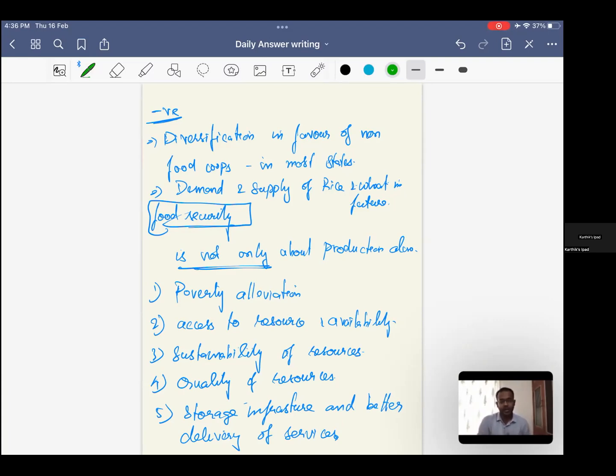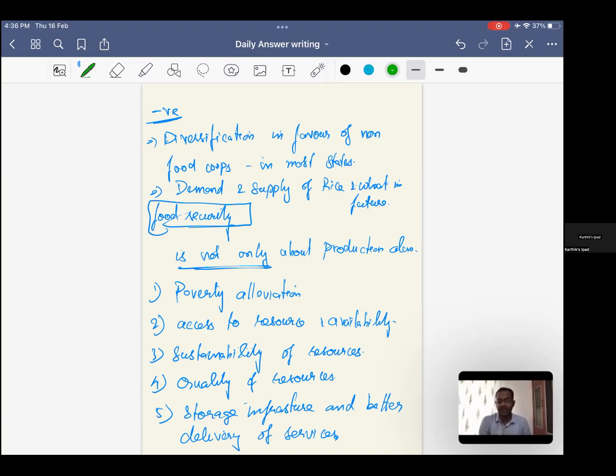Also, before you conclude, you can also speak about how food security is not about production and diversification alone. Food security requires poverty alleviation. Food security requires access to the resources and availability, sustainability of the resources, quality of the resources to ensure nutritional security, storage infrastructure, and better delivery of services. Here, everywhere you will be able to give a picture of it. For example, poverty alleviation, you can draw a map and show the poverty regions of tribal regions, Chhattisgarh, Jharkhand, Odisha, Uttar Pradesh, Bihar, Madhya Pradesh, Rajasthan areas. There's a high amount of poverty. Within the urban regions, you can speak about slum areas of Dharavi, Delhi, Mumbai, Chennai regions, Bangalore regions.